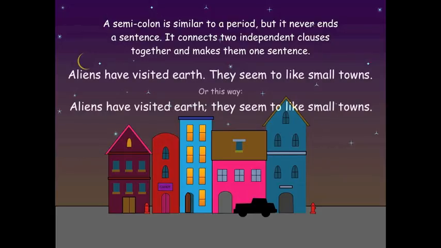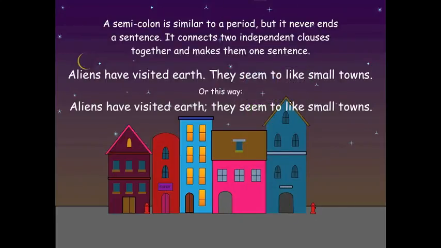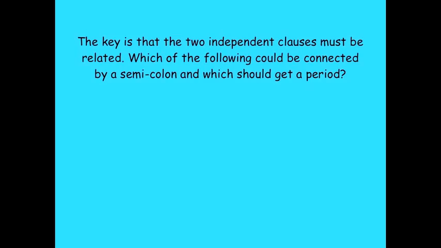So what would this look like in action? Let's say you have two simple sentences. Aliens have visited Earth. They seem to like small towns. Well, that's perfectly fine. You could leave it like that. Or, since these two simple sentences are closely related, you could write them as: Aliens have visited Earth; they seem to like small towns. It works because they're both independent clauses. Of course, you do have to lowercase the word "they" because you have taken two separate sentences and combined them into a single sentence.